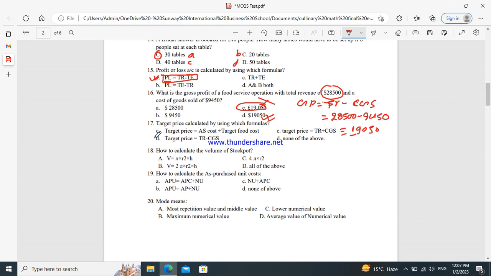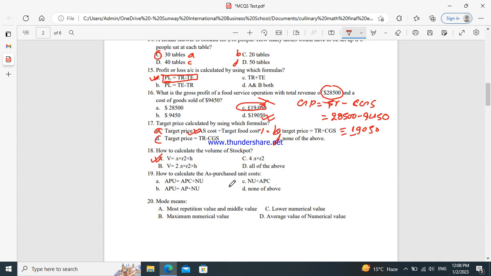Now move on to question number 17. Target price is calculated by using which formula? This question is also repeated from the above questions. A, B, C, and D. Therefore, the correct option is AP cost divided by target food cost percentage. Okay, this option is correct. Now move on, 18. How to calculate the volume of a stock pot? The answer is 2 pi R S. Oh no, pi R square S. The correct answer is option A.